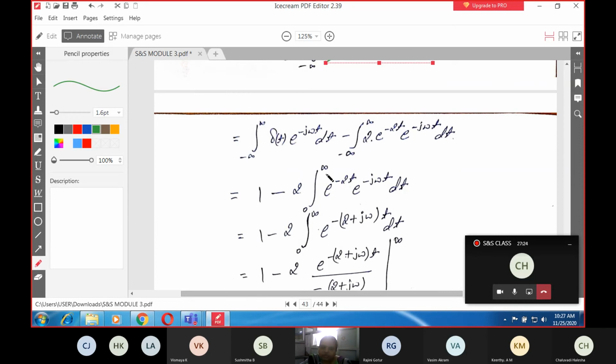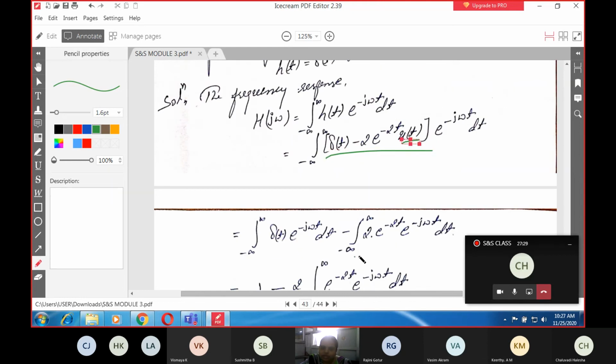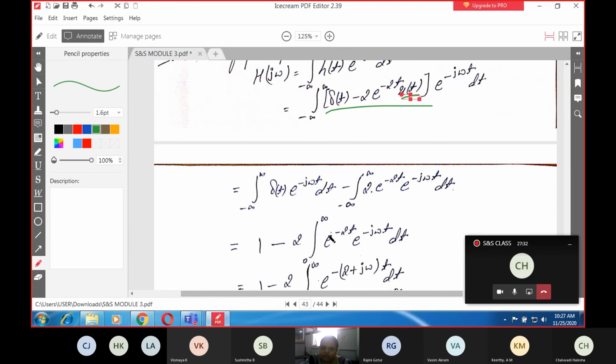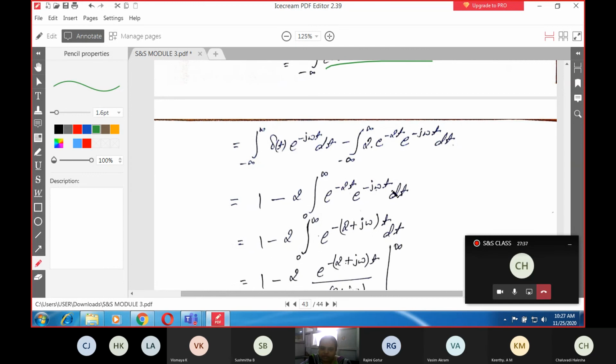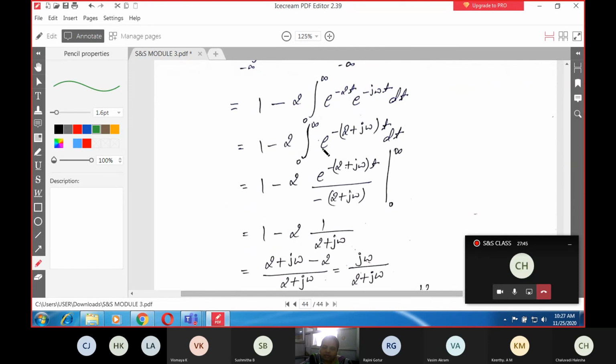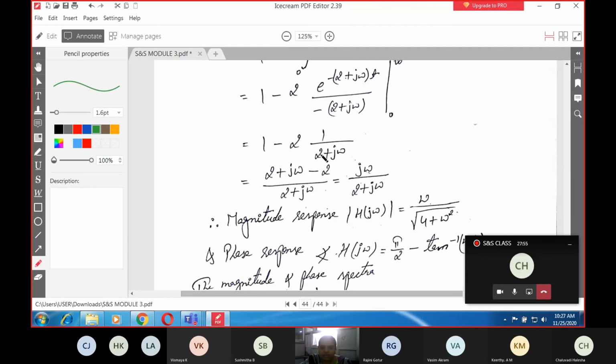Minus 2 is taken outside. Based on our u of t function, we can write the limit here as 0 to infinity of e raised to minus 2t e raised to minus j omega t dt. Then add the powers here, therefore you'll get minus 2 plus j omega into t dt. Then integrate this, apply the limit, and you'll get 1 minus 2 into 1 divided by 2 plus j omega. Then take the LCM and do the modification, and you'll get j omega divided by 2 plus j omega.